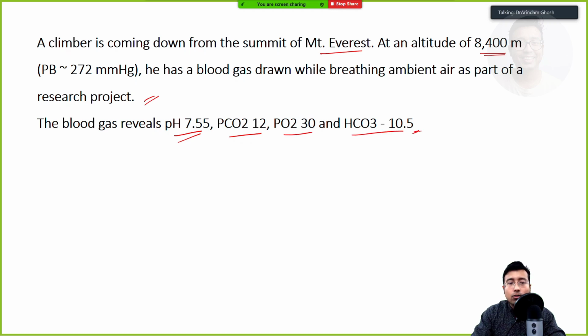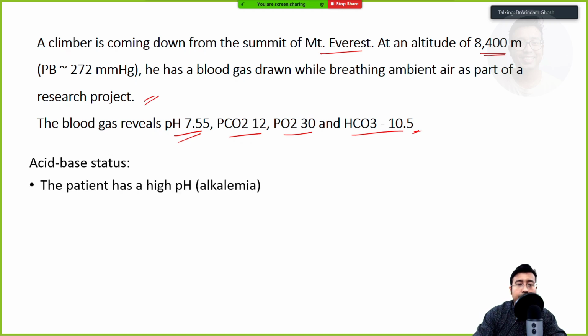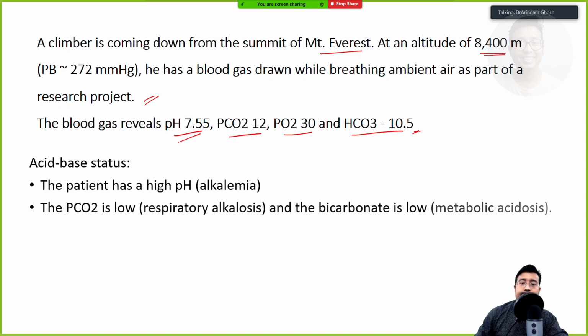So what is happening over here? What is the acid base status? The patient has high pH, no doubt about that. It is alkalemia, okay, or alkalosis. Next, again there are two problems that is happening. If you look at the PCO2 and if you look at the bicarbonate, PCO2 low means respiratory alkalosis, okay, and bicarbonate is low means metabolic acidosis. Why bicarbonate is generally low? Because there is metabolic acidosis.